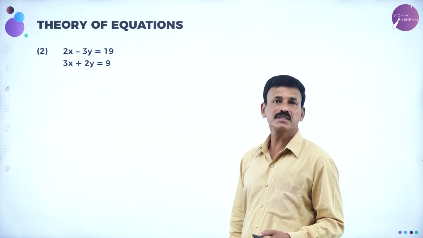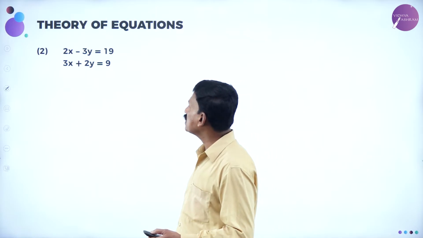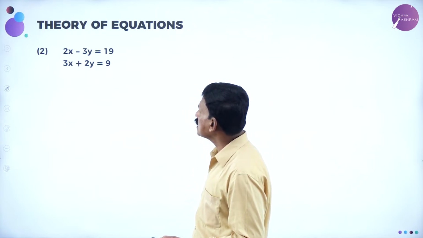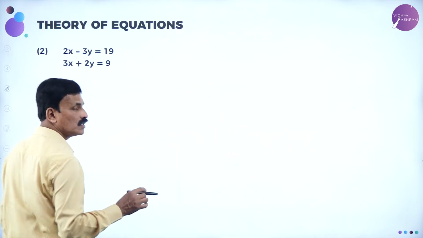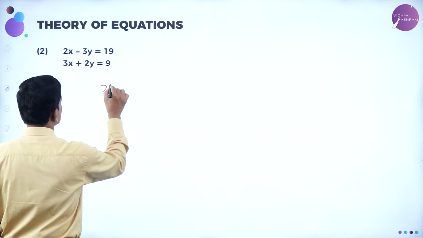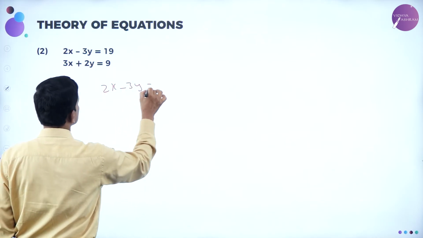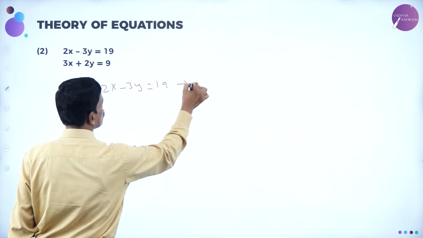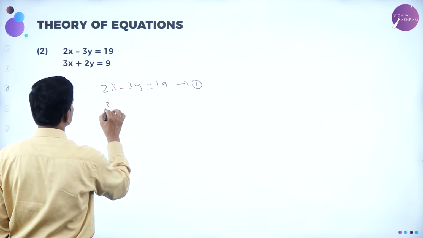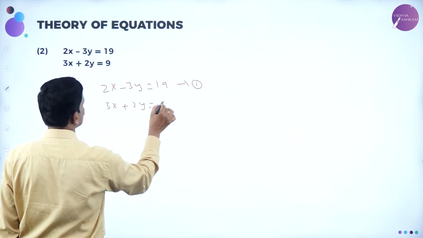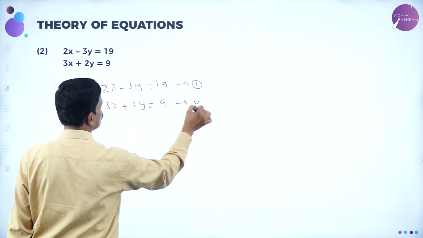Now solve by the method of elimination: 2x minus 3y is equal to 19, 3x plus 2y is equal to 9. Now let us consider the equations. 2x minus 3y is equal to 19, let us represent this as equation number 1. 3x plus 2y is equal to 9, equation number 2.